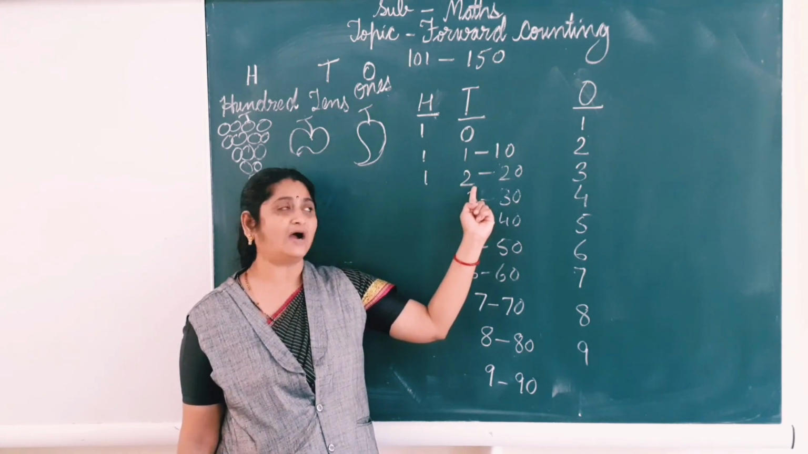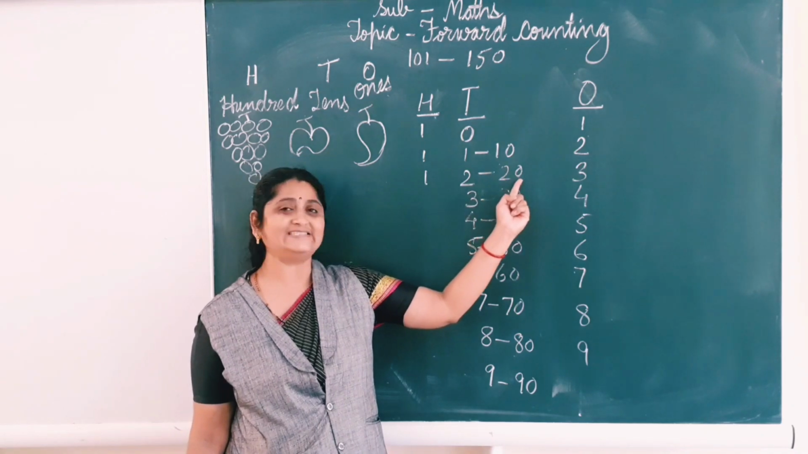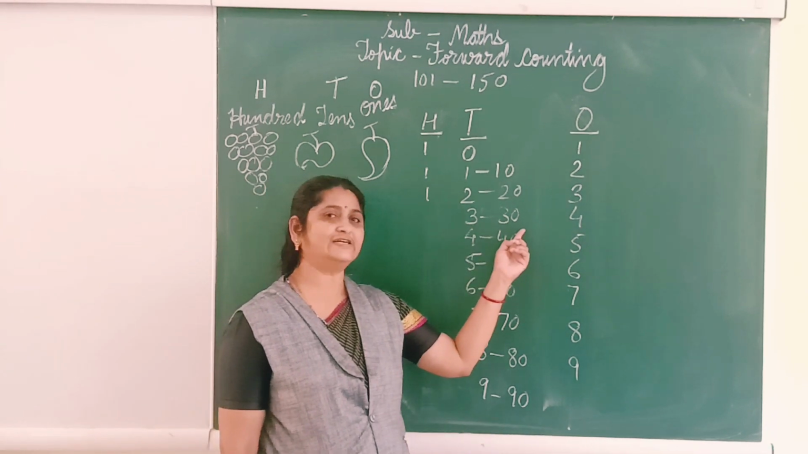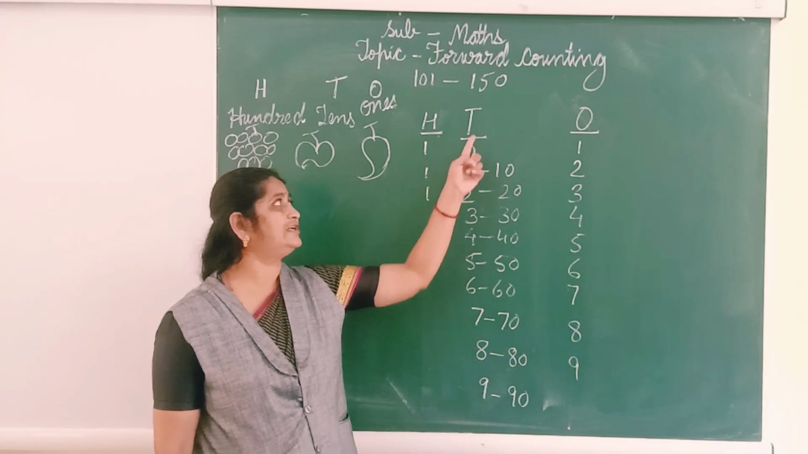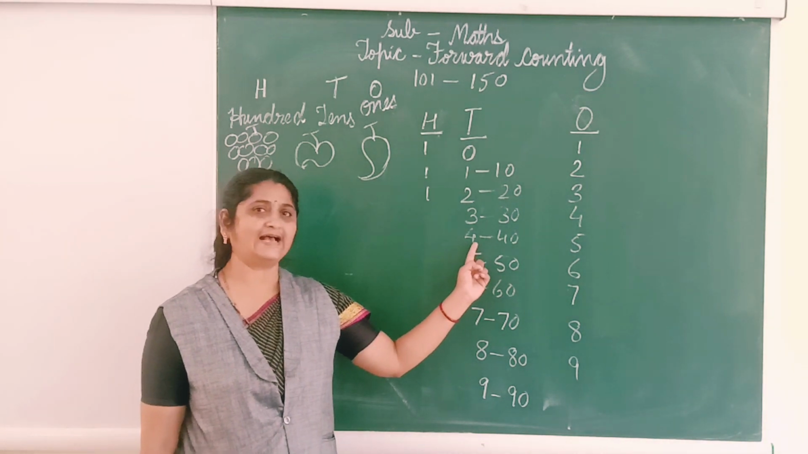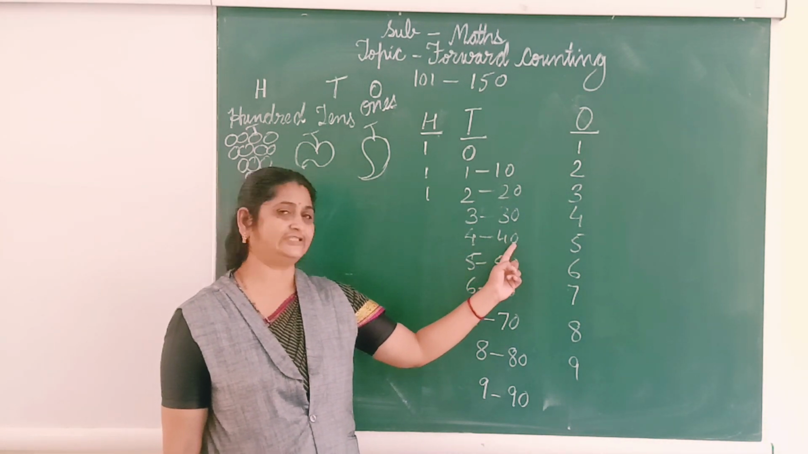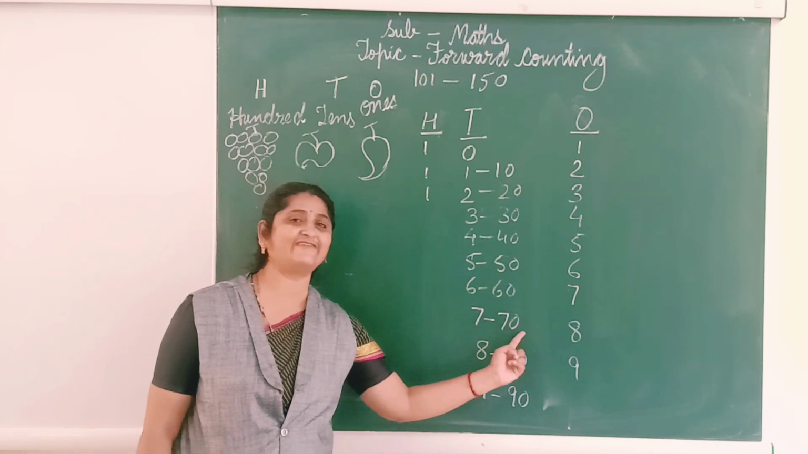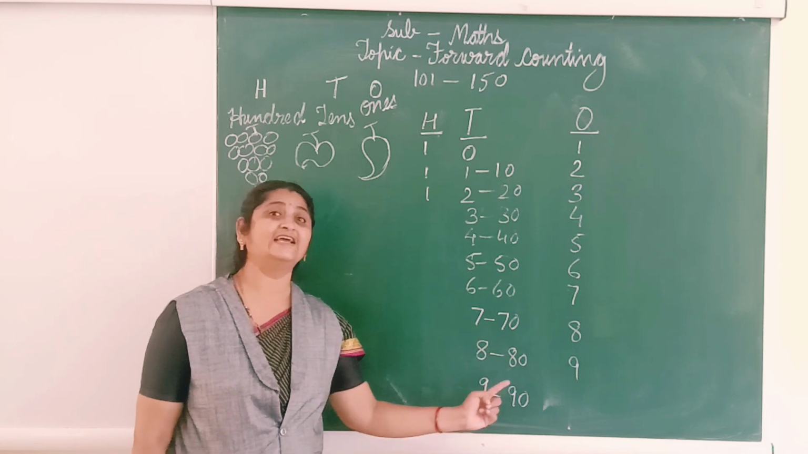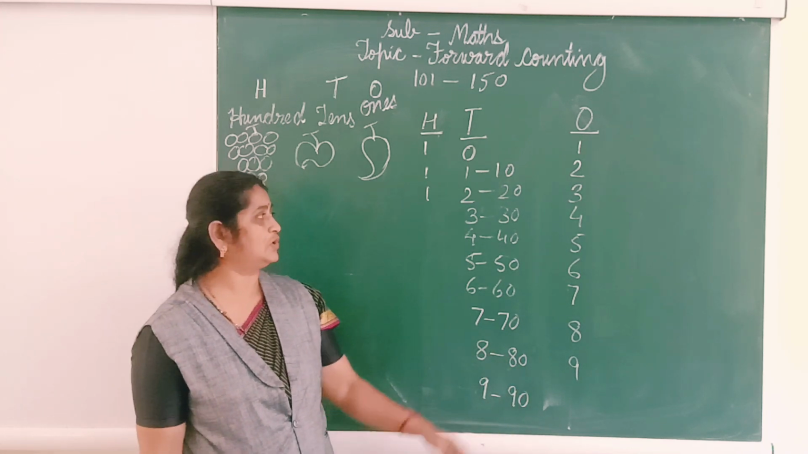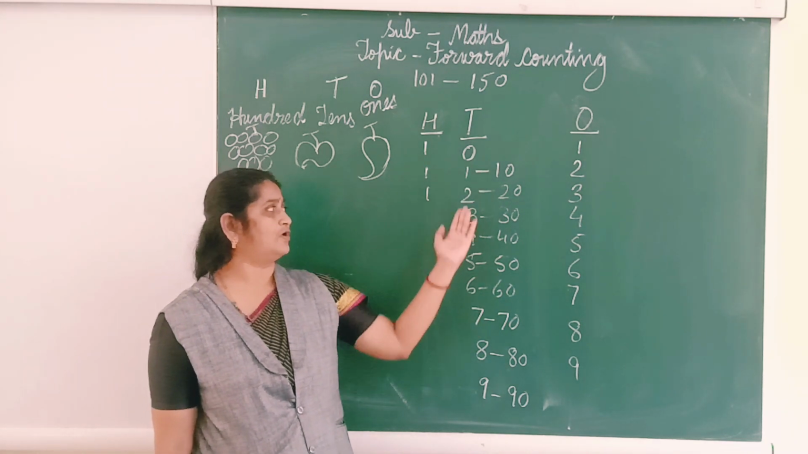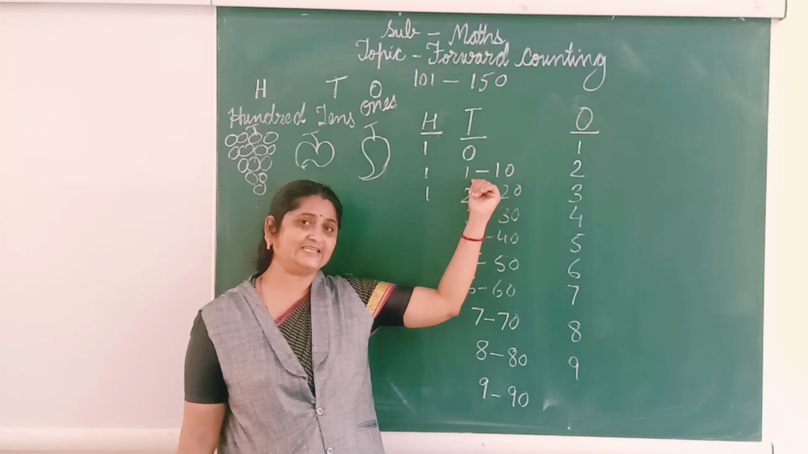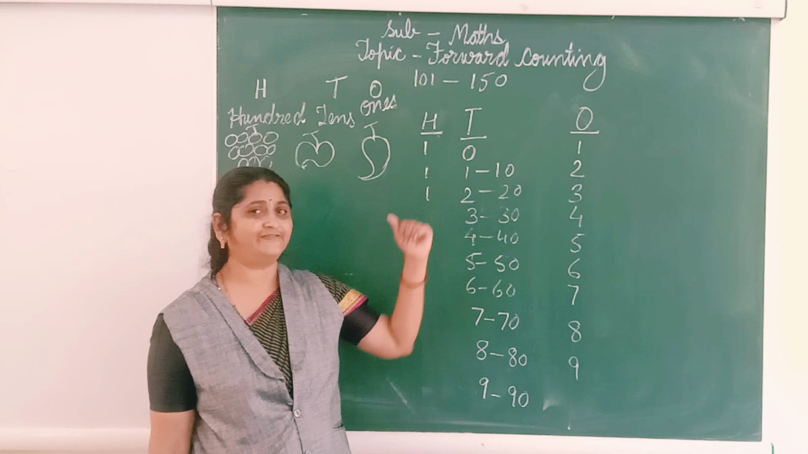When we write 2 under this T, we will read it as 20. And the number 3 has the value of 30 because it is under letter T. Number 4 has the value of 40. 5 has the value of 50, 6 is 60, 7 is 70, 8 is 80, 9 is 90. Okay. So children, I hope you have understood. When the numbers are under the letter T, they have the value of tens.